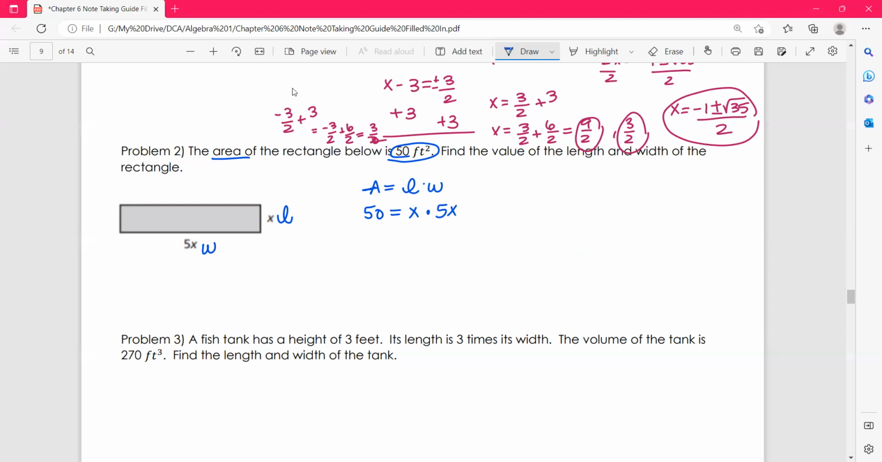So I'm going to simplify the right side first. So it says x times 5x, and we know x times 5x is 5x squared, right? Because we know x times x equals x squared, and the 5 just comes along. And now we're going to use that square root property. Okay, so first I need to make sure that x squared is by itself. First I have to divide both sides by 5. 50 divided by 5 is 10 equals x squared.